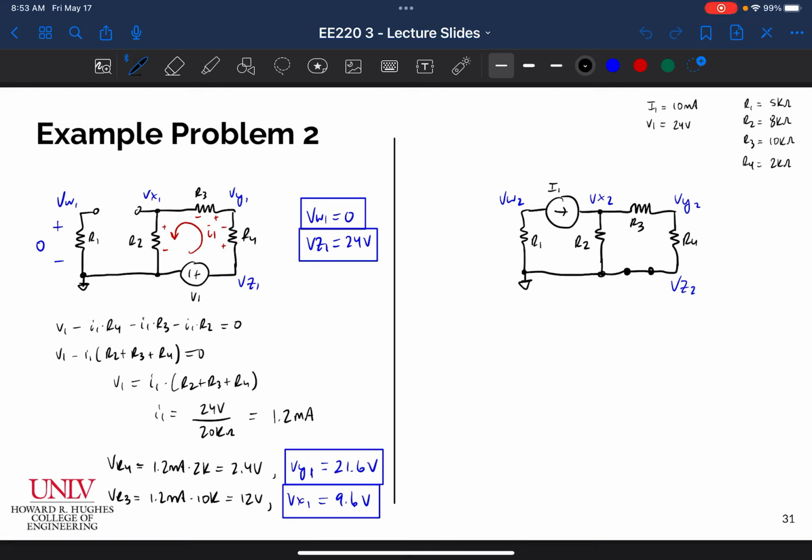All right, so let's do the second half of this superposition problem. Now we shorted our voltage source here, and we need to solve for these voltages. Hopefully right off the bat you recognize that VZ2 is just a short to ground. So VZ2 is going to be quite simply just 0 volts.